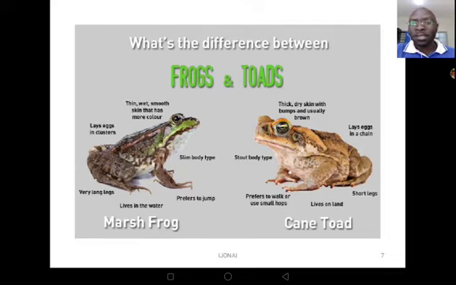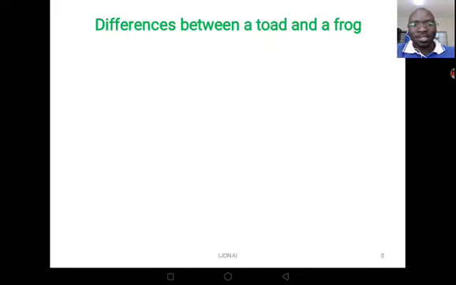And then when you look at the mode in which they lay their eggs, you realize that the frogs lay their eggs in bunches or clusters. If you go to the pond where these organisms have laid their eggs, when you see the eggs in bunches or clusters, then it is most likely that those eggs have been laid by the frog. Whereas for the toad, their eggs are always laid in chains, or in strips.